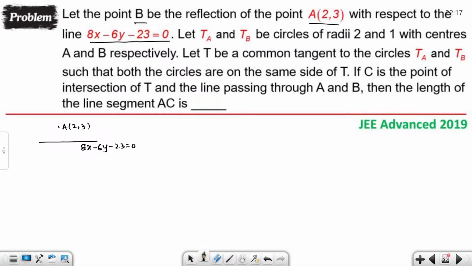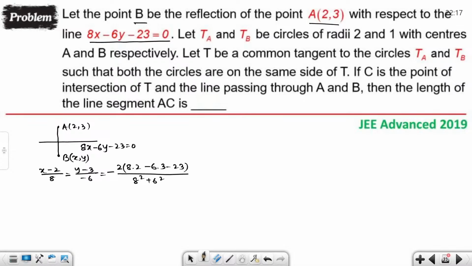So now I have to find out its image with respect to this line. Image of A with respect to the line 8x minus 6y minus 23 equals 0. Let us assume that the coordinate of point B be (x, y). So we are using the formula (x minus 2) over 8 equals (y minus 3) over minus 6 equals minus 2 times (8 into 2 minus 6 into 3 minus 23) divided by 8 square plus 6 square.